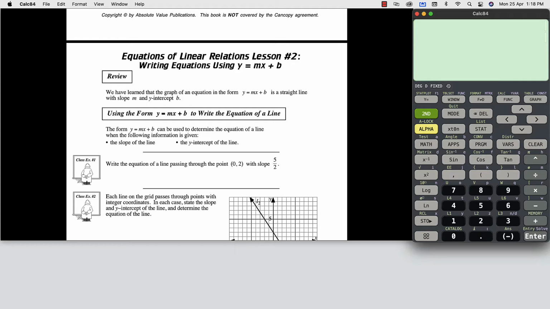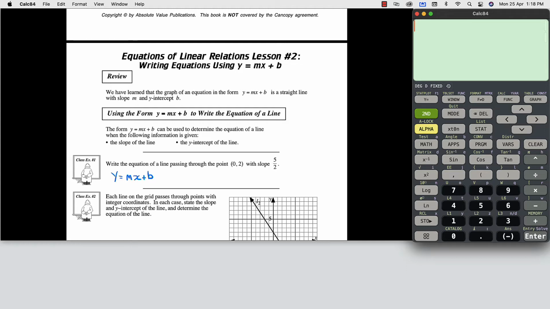Okay, so let's take a look right here at class example number 1. And remember that the equation for a line is y equals mx plus b. M is the slope, b is the y-intercept. What do we know about the y-intercept? That is where x equals 0.